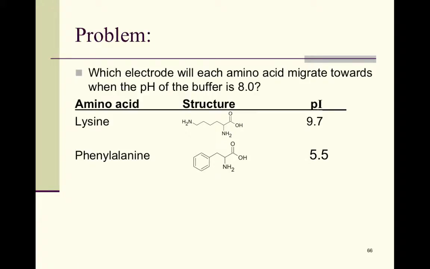Here we have our problem. We have a pH buffer of 8. Which electrode will each amino acid migrate towards when the pH of the buffer is 8? So we have lysine at 9.7, phenylalanine at 5.5. Which one is going to migrate to the positive electrode, and which one will migrate to the negative electrode? Go ahead and predict, pause the video, and come back and check your work.